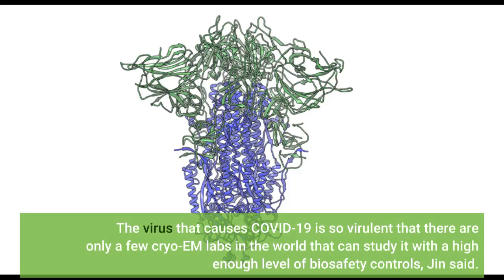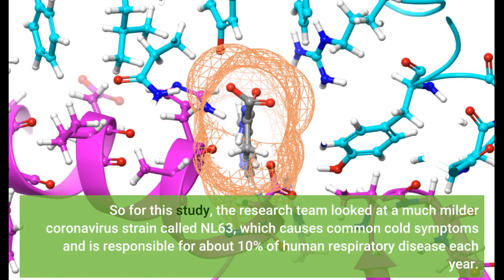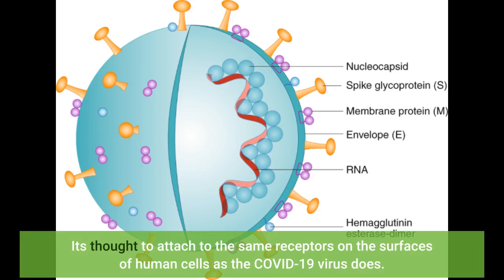The virus that causes COVID-19 is so virulent that there are only a few cryo-EM labs in the world that can study it with a high enough level of biosafety controls, Jin said. So for this study, the research team looked at a much milder coronavirus strain called NL63, which causes common cold symptoms and is responsible for about 10% of human respiratory disease each year. It's thought to attach to the same receptors on the surfaces of human cells as the COVID-19 virus does.